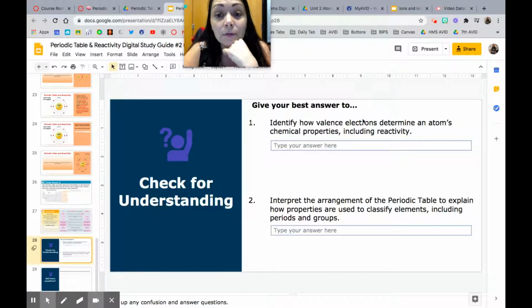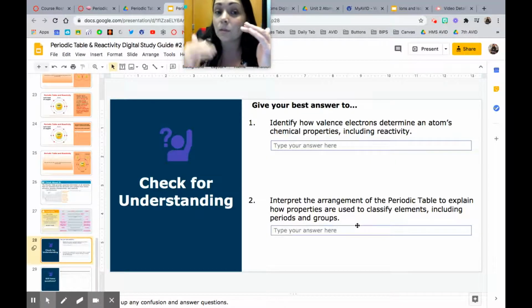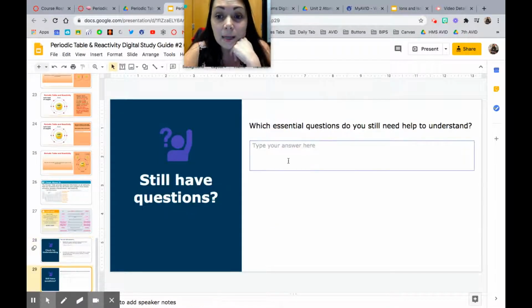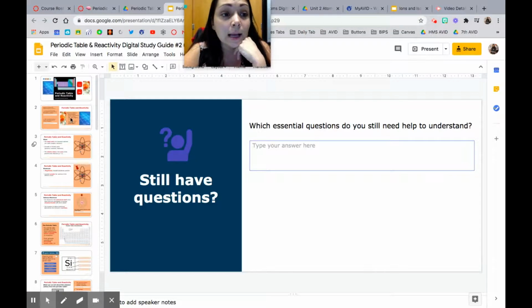And then sum it up, check for understanding. Are you able to tell me how valence electrons determine chemical properties and reactivity? And are you able to interpret the arrangement of the periodic table to tell me what it means? What do the periods mean? What do the columns mean? And then last but not least, which essential question do you still need help understanding?